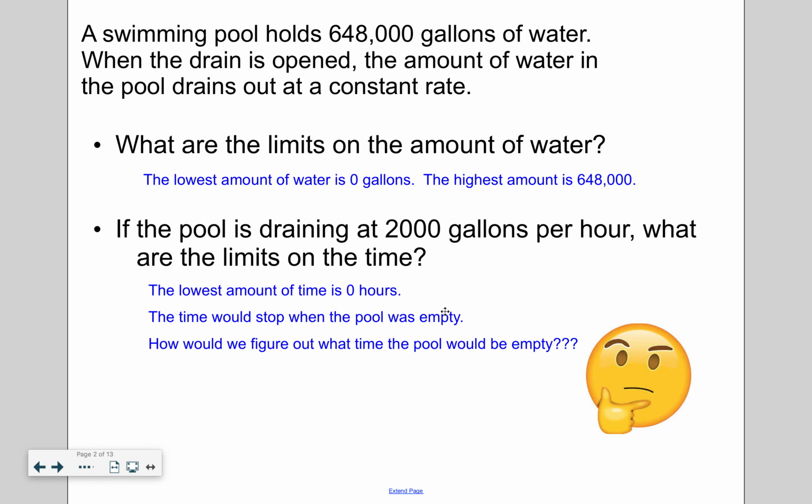The lowest amount of time that we could have it open is 0. Like we can't have negative time. That doesn't make sense. I could just not open the drain. There would be 648,000 gallons of water. The time would stop when the pool was empty. So the time is not going to go on infinitely because at some point all the water would be empty. So how would we figure out what time the pool would be empty?